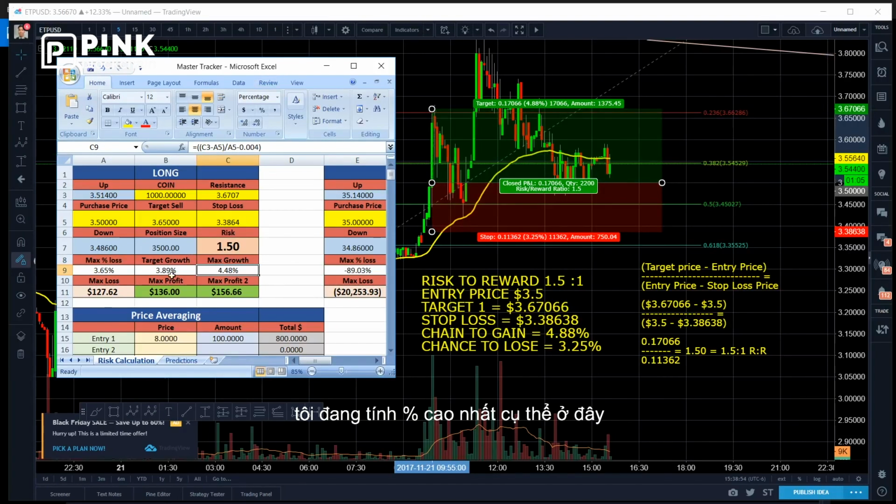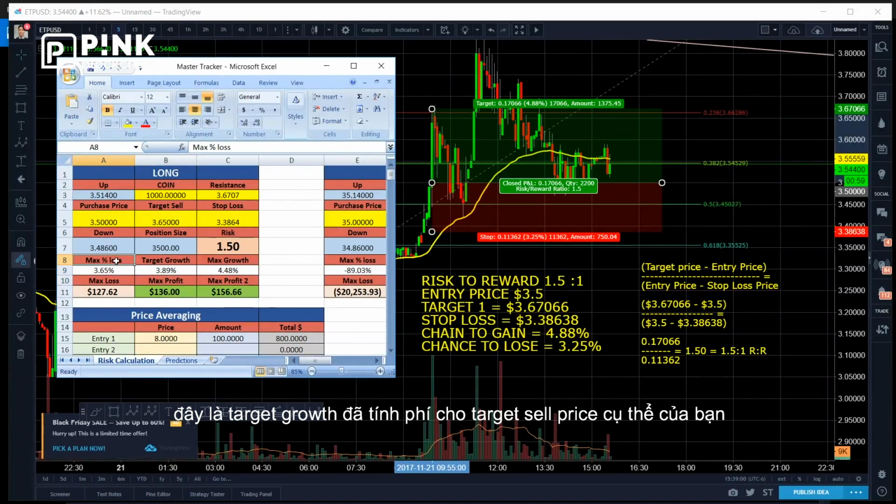So that's really important. So this one, once again, is your maximum loss, which accounts into fees. This one here is your target growth, which also counts to your fees for the target sell price that you are specifying. So let's just give an example. If you're curious, hey, if I sold at $4, what would I make?